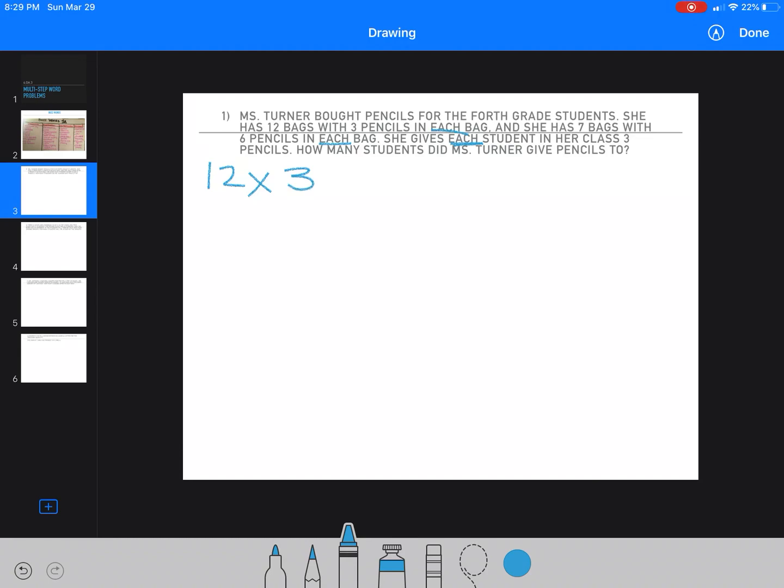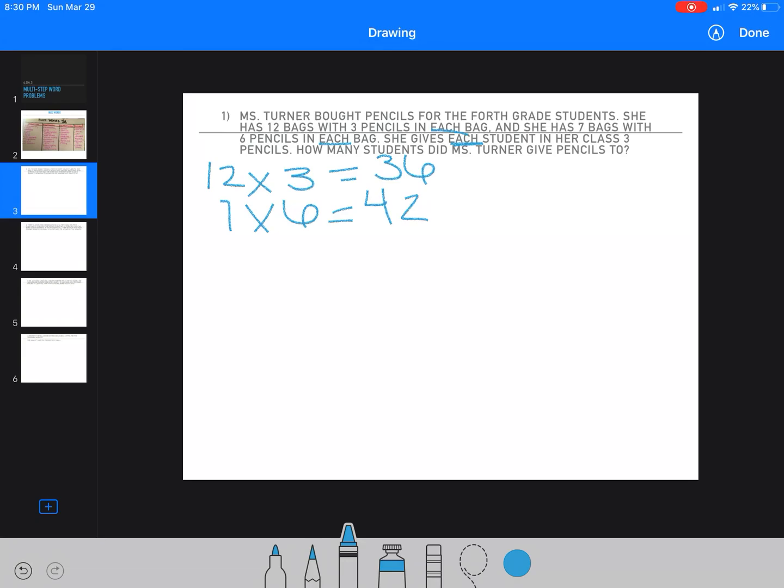The same thing for the next sentence. And she has 7 bags with 6 pencils in each bag. So that buzzword each there tells me I'm multiplying again because I need to figure out how many pencils she has in all of those 7 bags. So I'm multiplying here 7 times 6. I know that 7 times 6 equals 42 and 12 times 3 equals 36.